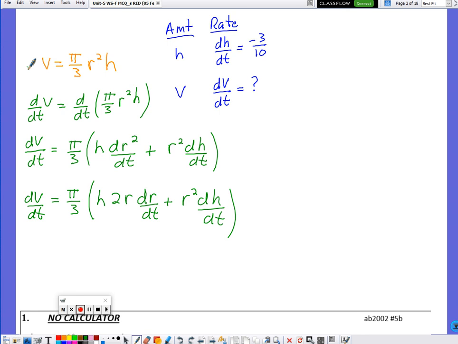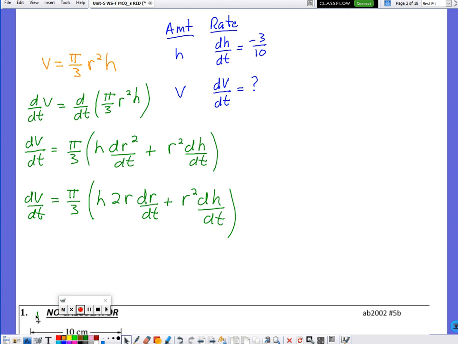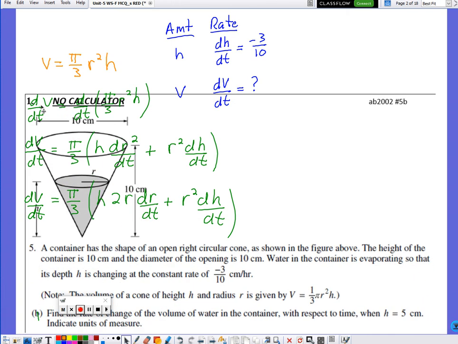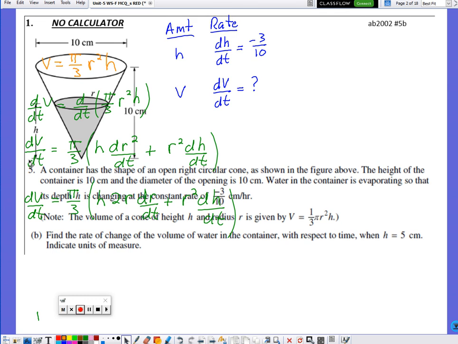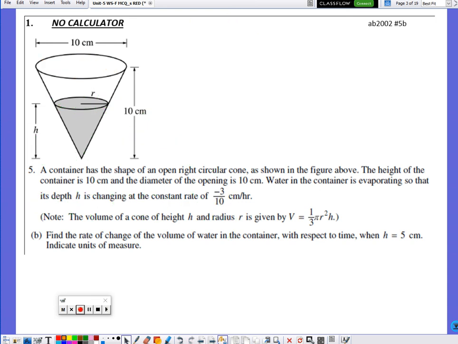So hold on a second. Let me make a copy. Hold on. I think we can read the problem. Let's copy this over. Let's clear that. Okay, as I read the problem, they do give me the value for dh/dt, so I have that.